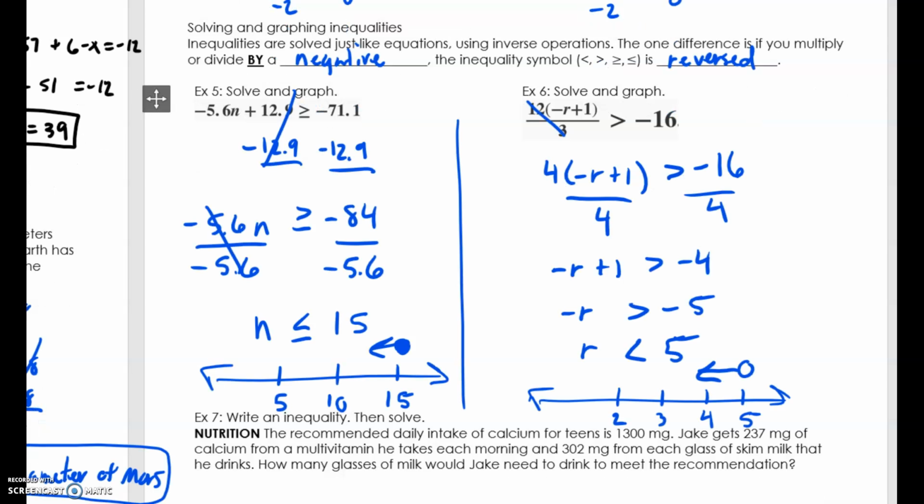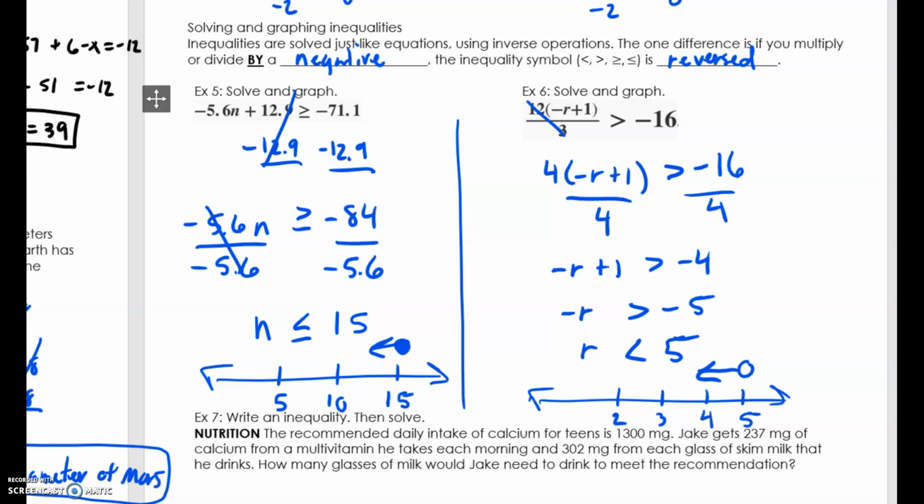For number 5, I got n is less than or equal to 15. You can see my work there. And then I did go ahead and graph the inequality that represents that. I graphed the number line that represents that inequality. So I just created a number line. I put a filled in or a closed circle at 15 since it does equal it. And then I put an arrow pointing to the left representing all numbers less than 15.